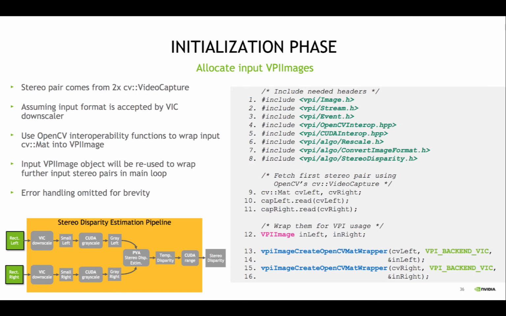Then, on lines 13 and 15, we create the VPI images that wrap them. From our cheat sheet, we know that these images are only used by VIC, so we only enable the VIC backend on them. Note that obviously these images coming from cv::Mat are also accessible by CPU. So in this case, the OpenCV Mat wrapper will automatically enable the CPU backend on these images. For simplicity, we are assuming that inLeft and inRight's image format are accepted by the VIC downscaler.